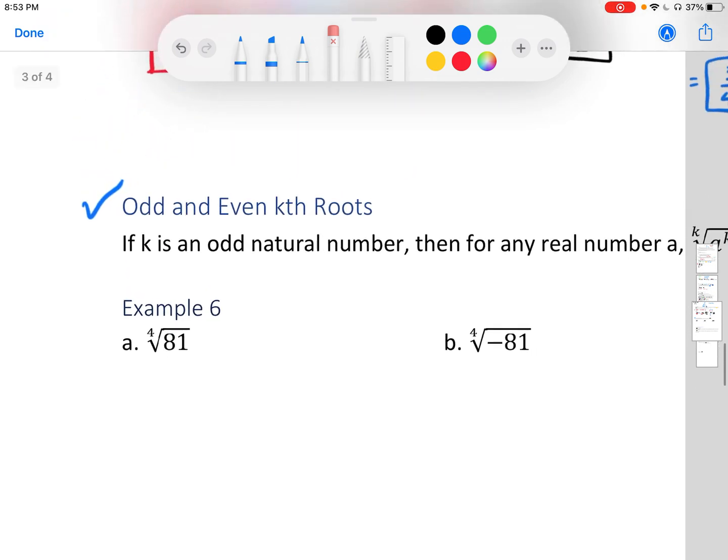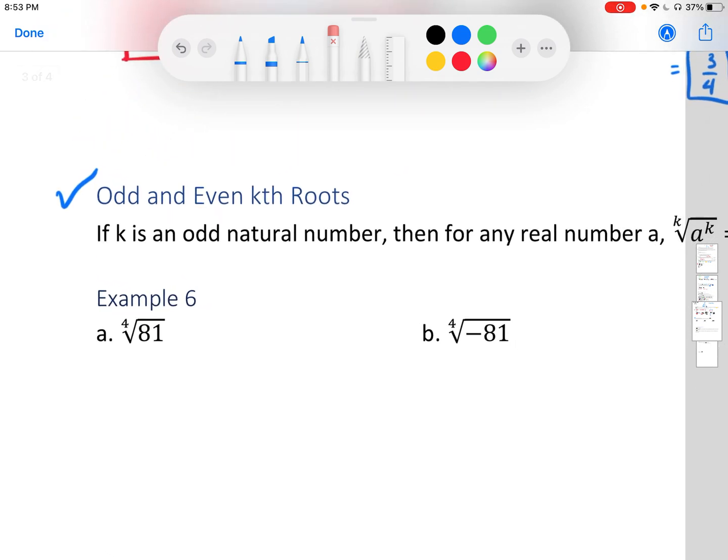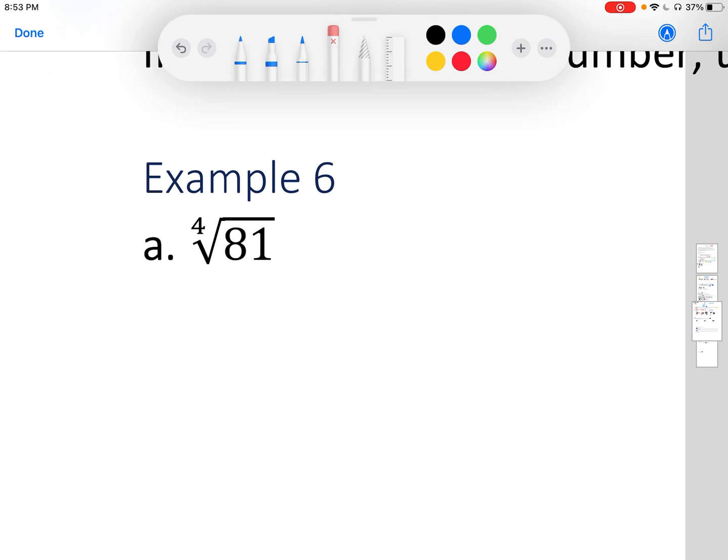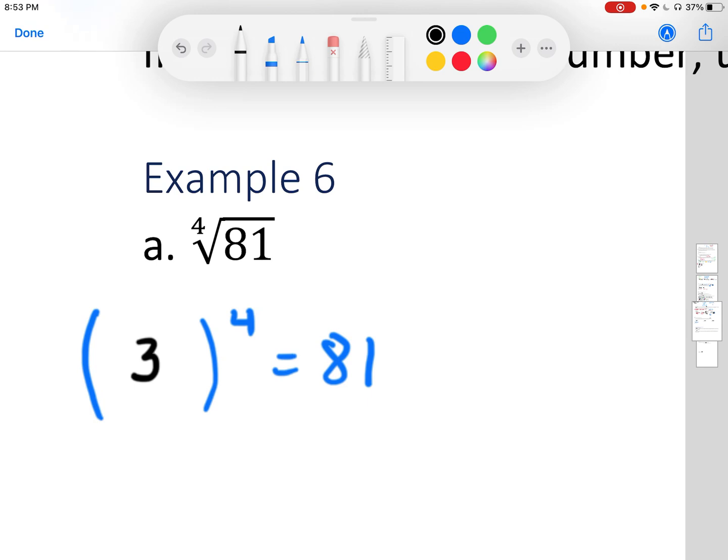Now this is saying that we can apply a radical to any root. So let's take a look at example 6a, the fourth root of 81. In other words, we want to think what number raised to the fourth power gives us 81. And again, it might not come right away, but you can practice with some numbers in your calculator, see by trial and error what works. And we see that 3 works.